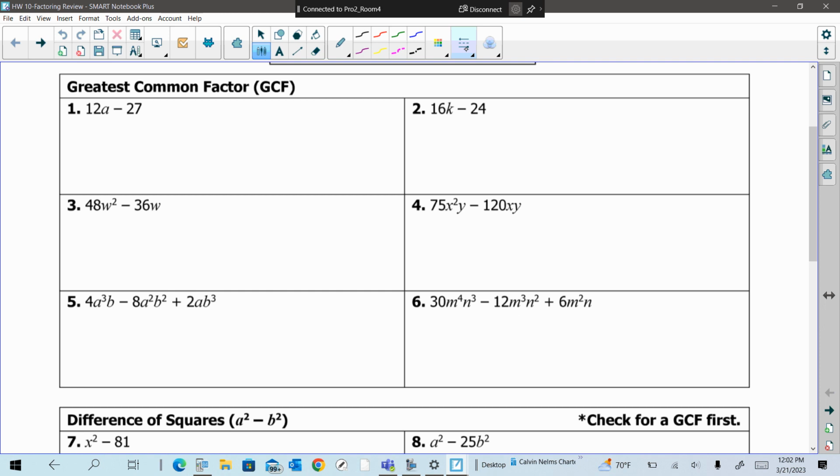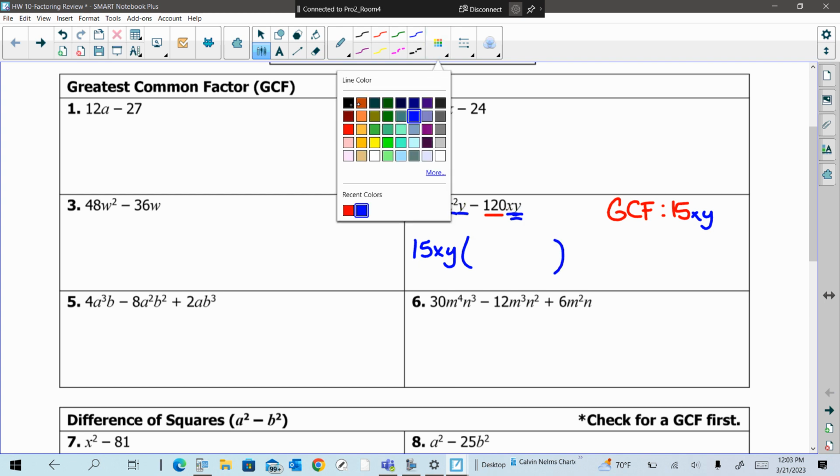Like on here, number 4, you look for the GCF between the numbers. Okay, the greatest common factor of 75 and 120 is 15. And then you check your variables. So when I check, I have an x squared y, and then I have an xy. So to take out the smallest one would be here, xy. So my GCF is 15xy outside the parentheses.